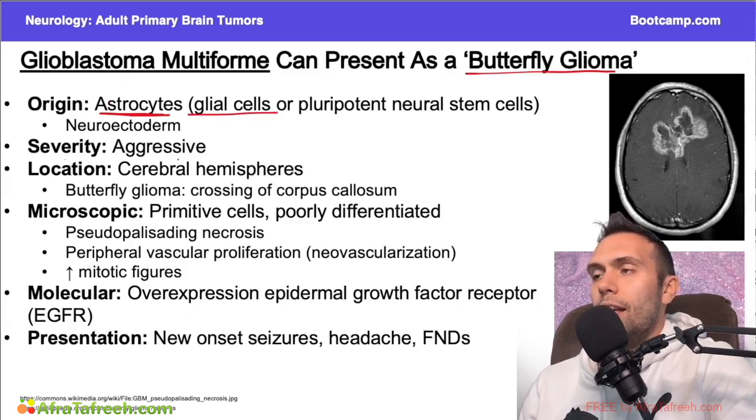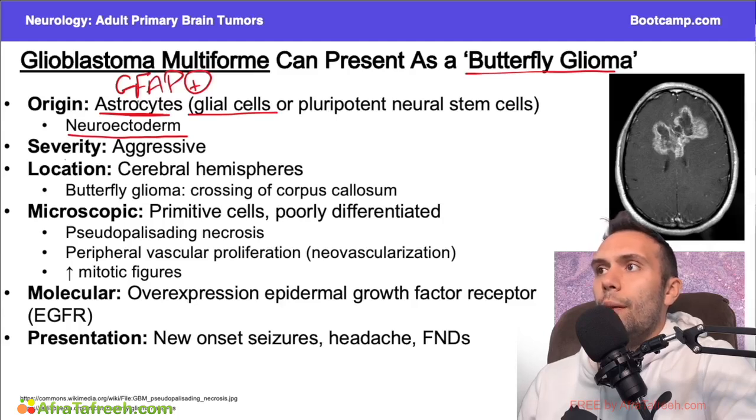I don't think I included that here. I think I included it on the previous slide, but just write that into your notes so that you remember that. So pilocytic astrocytoma, glioblastoma multiforme, GFAP positive. Because this tumor is derived from astrocytes, it's going to come from neuroectoderm. So as long as you remember the origin of the cell, if you can remember where these cells come from, you'll always know the embryonic tissue derivative that it's from.